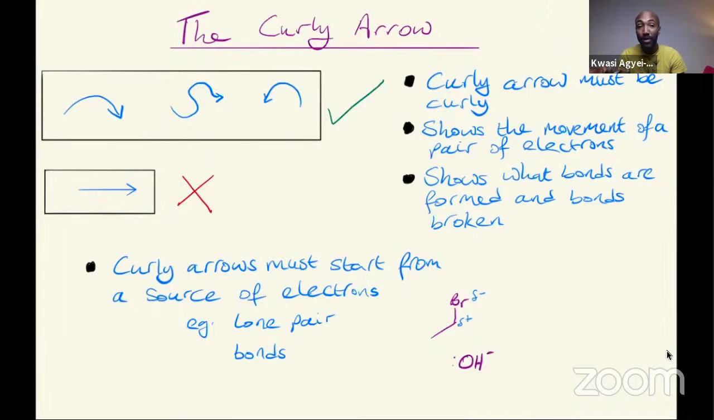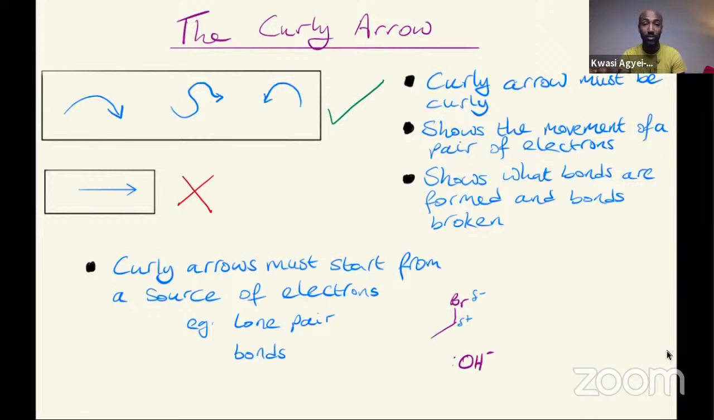So the curly arrow must be curly. It shows the movement of a pair of electrons, and it shows what bonds are being formed and what bonds are being broken. And finally, curly arrows must start from a source of electrons. If we're tracing the movement of a pair of electrons, then logically our curly arrow has to start from a source of electrons. That is a key point that some students miss out, perhaps through carelessness or perhaps not quite understanding what the curly arrow signifies.